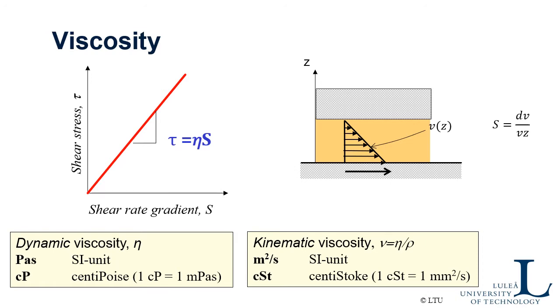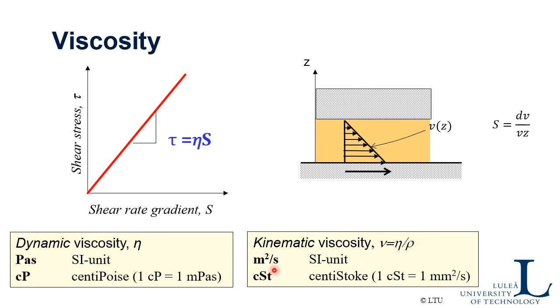Lubricant manufacturers are sometimes also using the kinematic viscosity, because they use a viscosity measurement technique that gives an influence of the density of the lubricant. So the kinematic viscosity is simply the dynamic viscosity divided by the density.